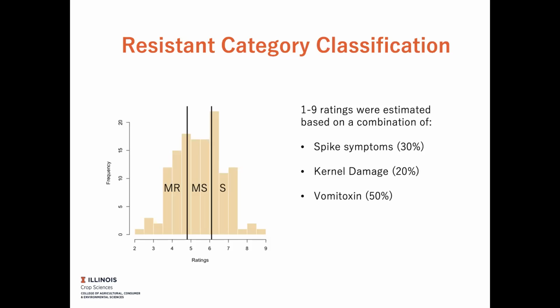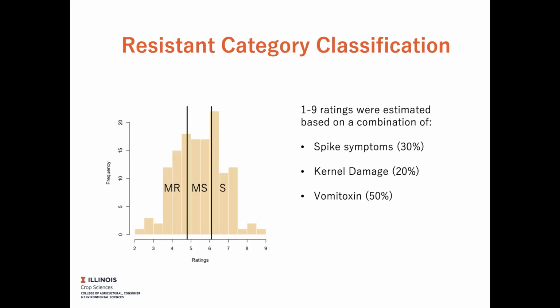I just split it into thirds. The most resistant third of the varieties I classify as moderately resistant. The middle third are moderately susceptible. So on average, the varieties are moderately susceptible. And then the worst third are the susceptible category.